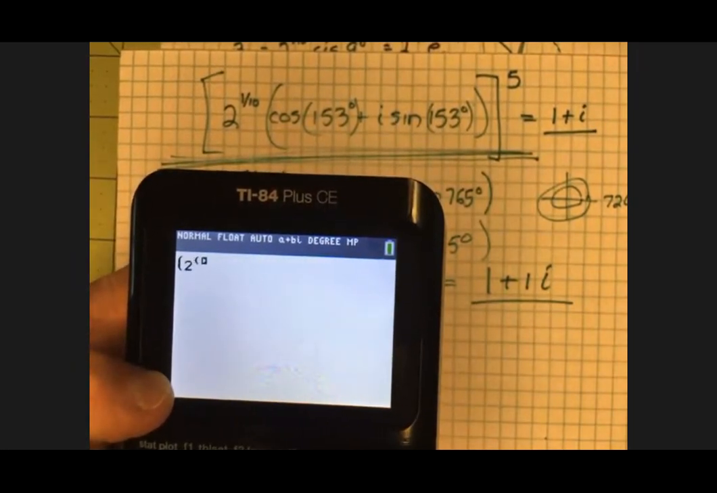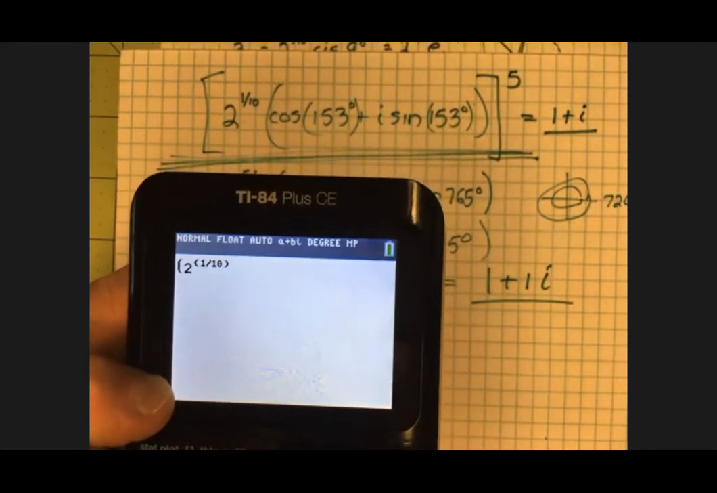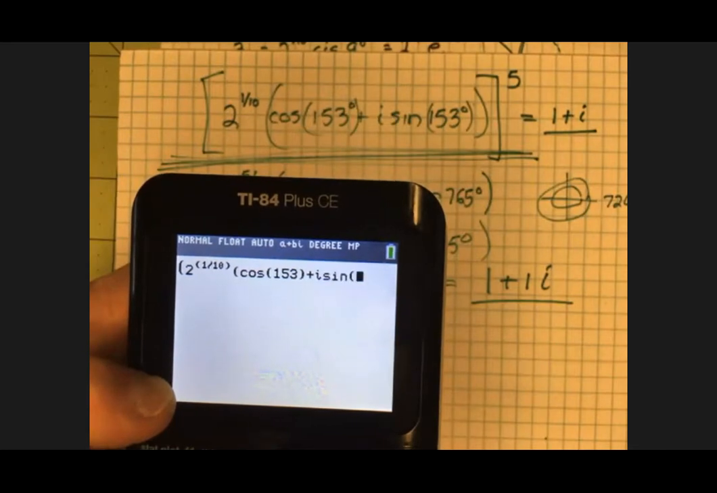2 to the 1/10 power times cosine of 153 degrees plus i times the sine of 153 degrees. In the 153, in the cis theta, and then end the whole complex number. Raise that to the 5th power.